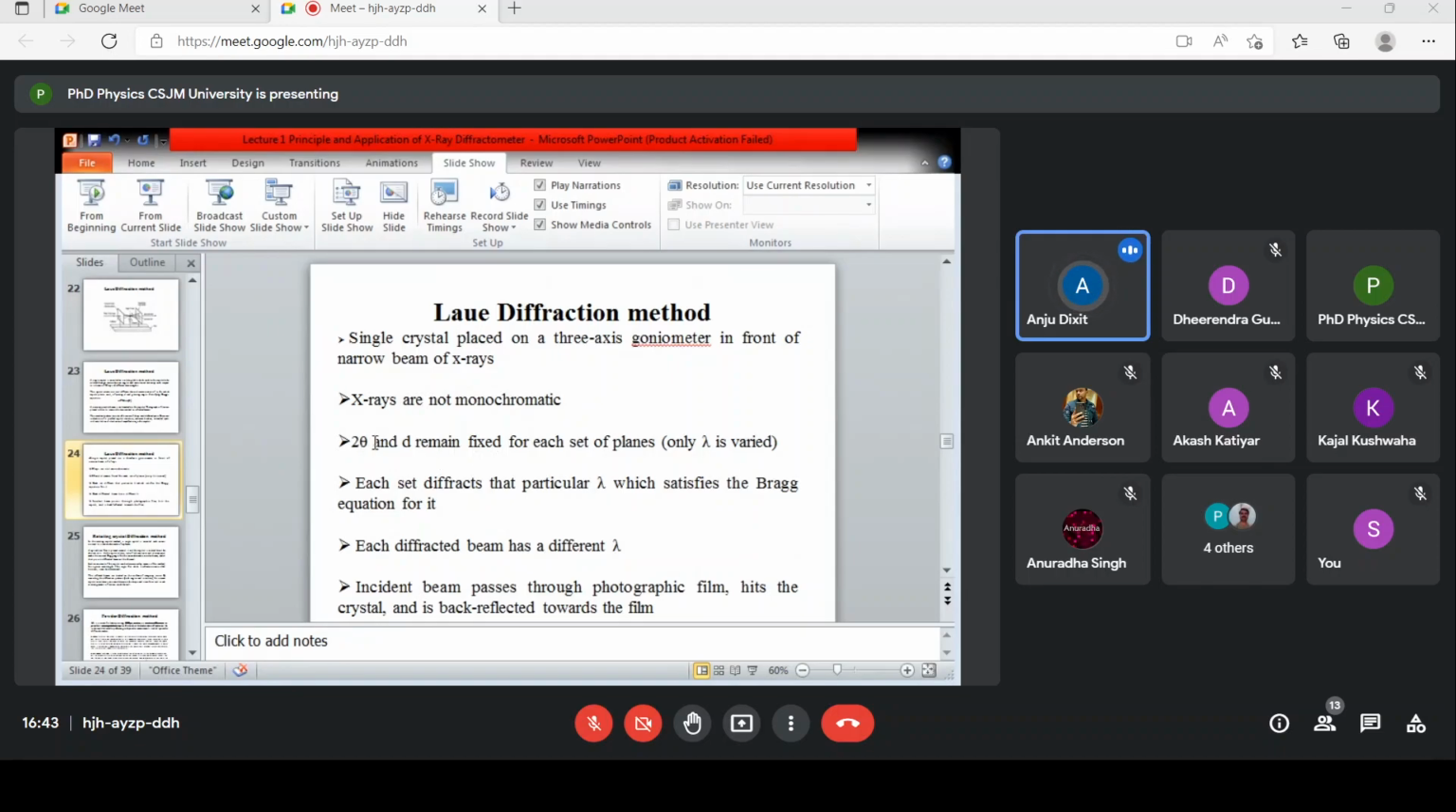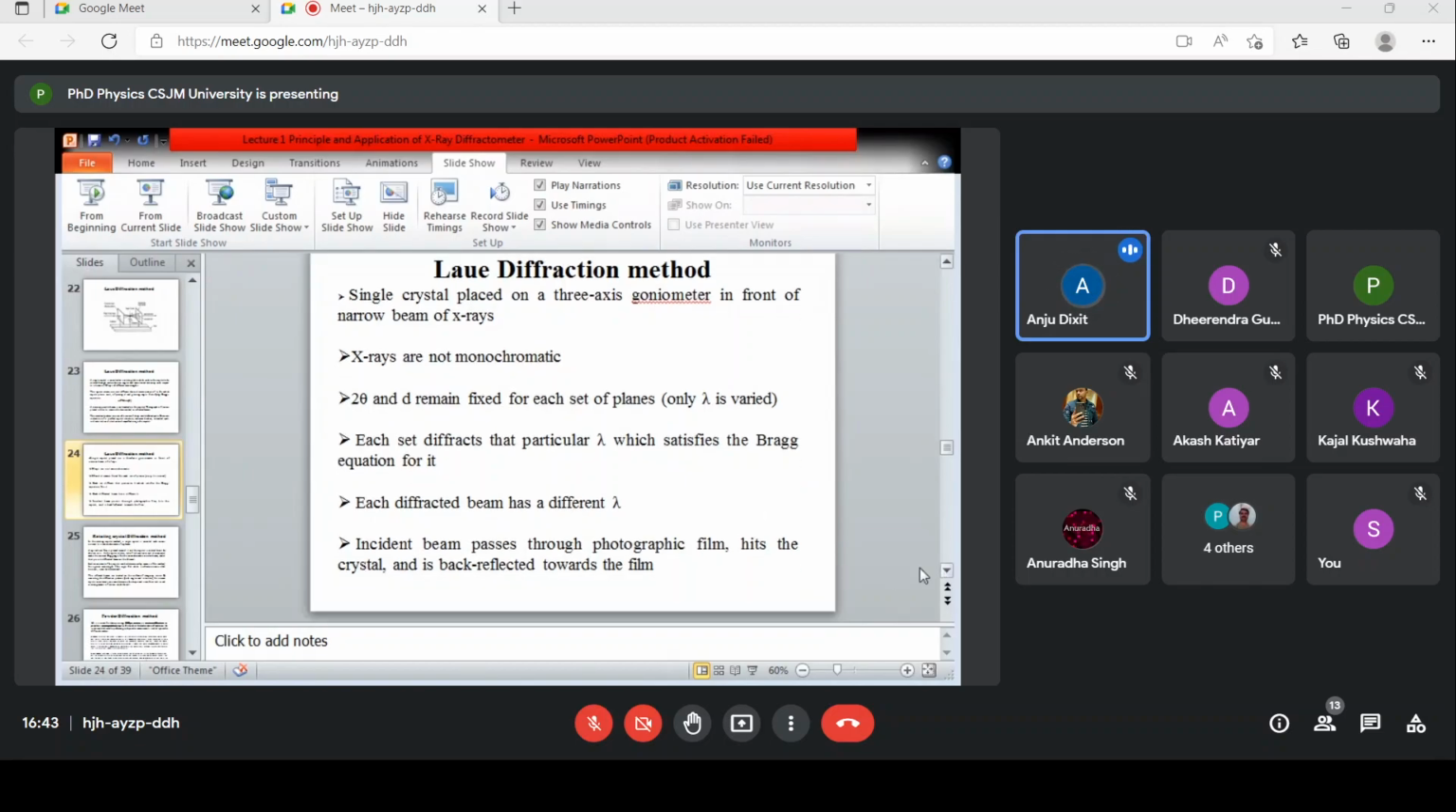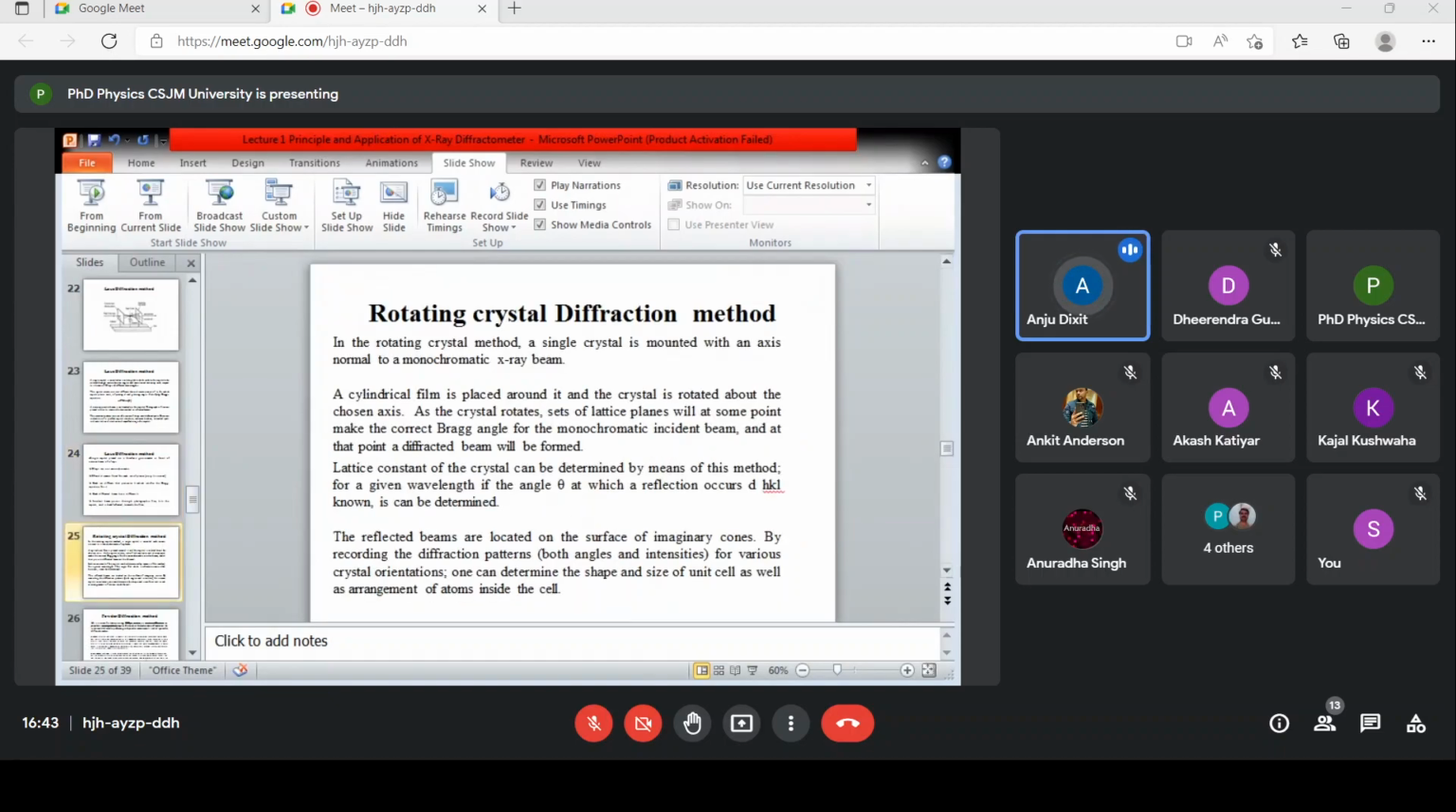2 theta and d, I mean जो एटॉमिक लेयर के बीच का डिस्टेंस है d और जो एंगल है 2 थीटा, फिक्स फॉर ईच सेट ऑफ प्लेन्स, ओनली लैम्डा इज वेरीड। तो यहाँ पे सिर्फ वेवलेंथ वेरी कर रही है, 2 थीटा फिक्स है और डिस्टेंस d फिक्स है। तो ईच सेट डिफ्रैक्ट्स अ पर्टिकुलर वेवलेंथ which satisfies the Bragg's equation for it. So each diffracted beam for a different lambda. So incident beam passes through photographic film, hits the crystal and is back reflected toward the film. तो इस प्रोसेस के थ्रू हमारा डिफ्रैक्शन पैटर्न फॉर्म होता है.